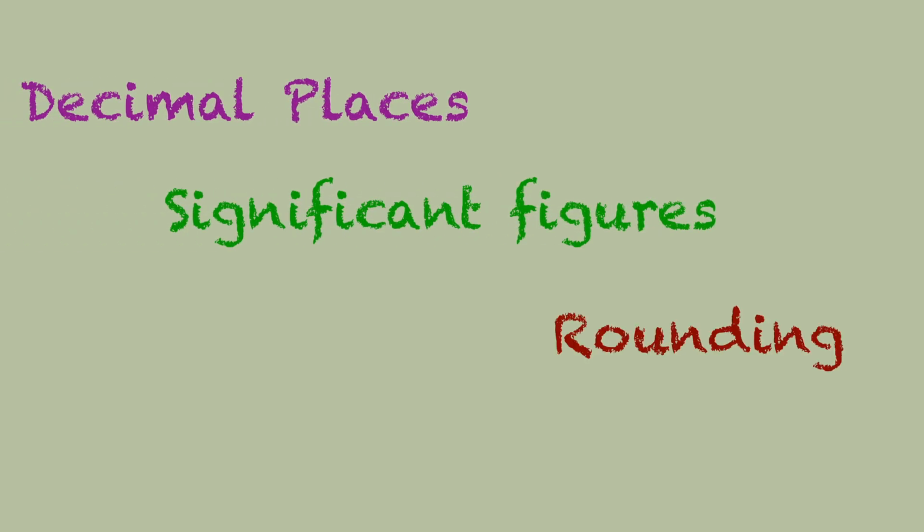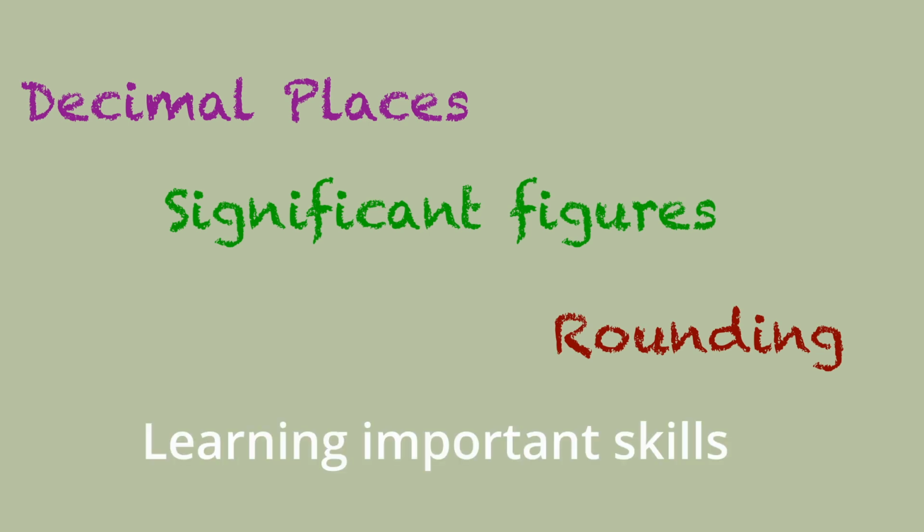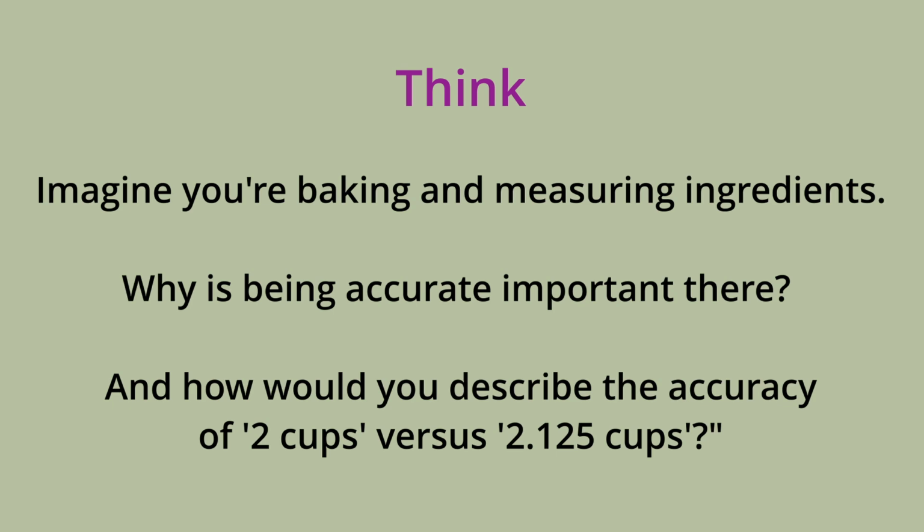Now, by mastering decimal places, significant figures, and rounding, you're not just getting better at math, you're learning a super important skill for science, engineering, and just life in general. Understanding accuracy will totally boost your IB exam scores, especially for those A1 marks. Now, here's one last challenge for you to think about before we wrap up. Imagine you're baking and measuring ingredients. Why is being accurate important there? And how would you describe the accuracy of 2 cups versus 2.125 cups? Write your answer in the comment below and I'll make sure to check it for you.